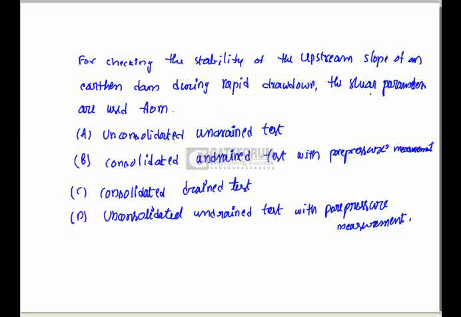Question is how to find out the shear parameters in a situation of the upstream slope of an earthen dam during rapid drawdown. How we are going to find out? Definitely we have to find out the pore pressure measurement. Options D and B consist of pore pressure measurement, and it should be consolidated and undrained. Drainage should not be allowed and it should be consolidated. So the consolidated undrained test with pore pressure measurement has to be done, and the shear parameters from those tests can be utilized for analyzing or checking the stability of an upstream slope. So option B is correct.